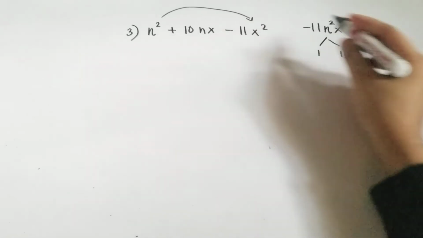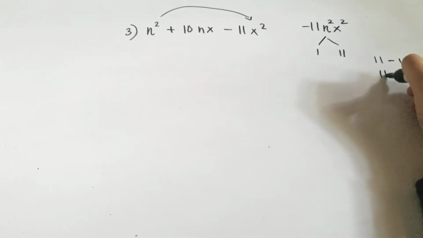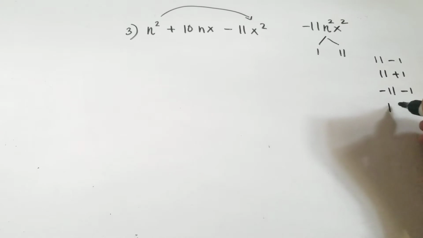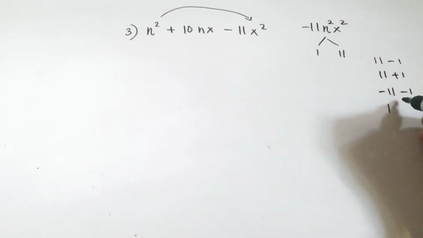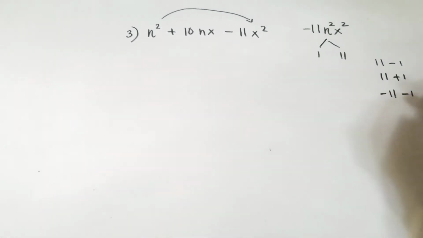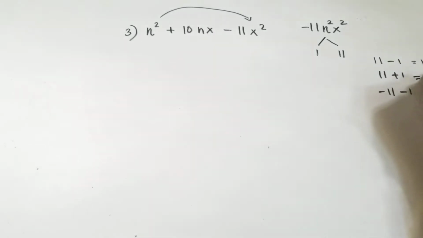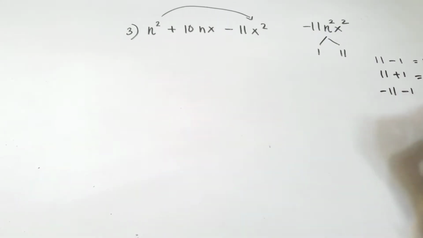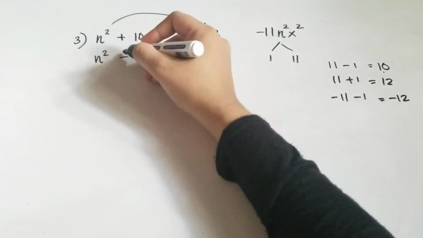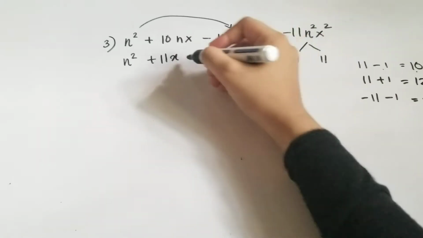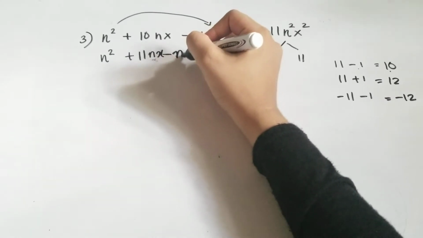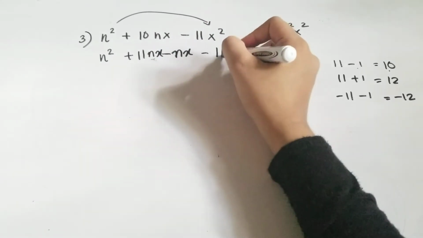To get positive 10, what are the ways we can take? 11 minus 1, 11 plus 1, minus 11 minus 1. Only these three ways are there. If you take these, we get 10, here 12, and here minus 12. So what is the suitable one? We need 10. So 11 minus 1: n squared plus 11nx minus nx minus 11x squared.